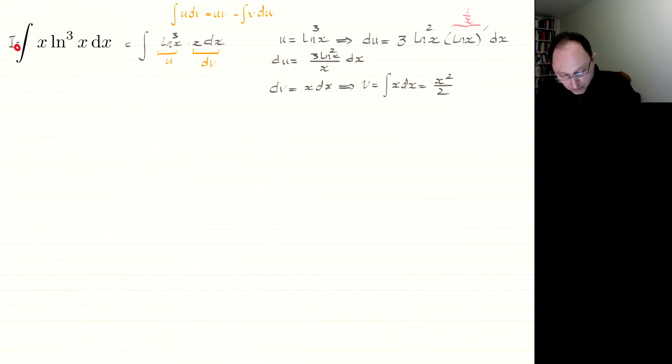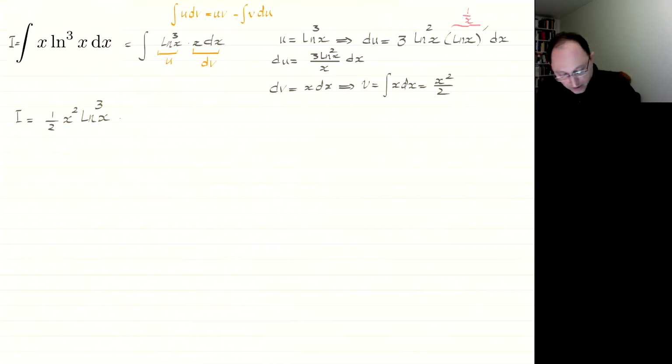So the integral that I want to calculate is the integral of u dv, which is my left side. So I would put them here. So I becomes equal to u times v. This is my u, and this is what I got for v. So I multiply them. So it becomes 1 over 2 x squared multiplied by ln of x cubed.